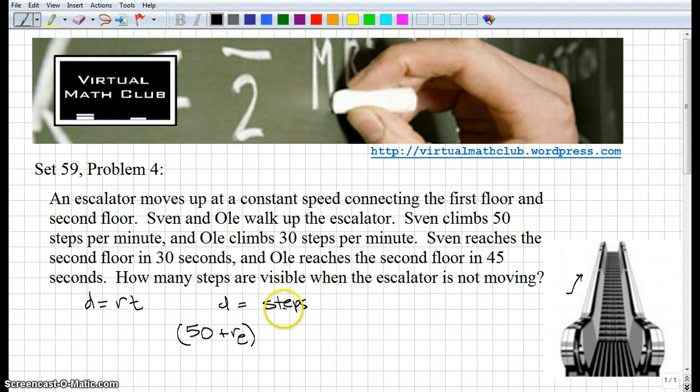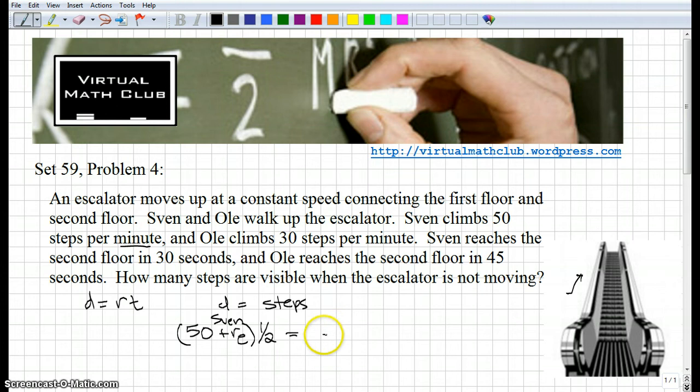Another thing to be careful of is that our units have to be consistent. We have steps per minute, so our time has to be in minutes. Otherwise, we have to convert to steps per second or something. You see how we have our time in seconds, but our rate is in steps per minute. So we have to convert. It's probably easiest just to convert the time into minutes. So the time in this case is half a minute, because it's 30 seconds. And so that's just rate times time. That's for Sven. I could probably label this. So this is Sven.